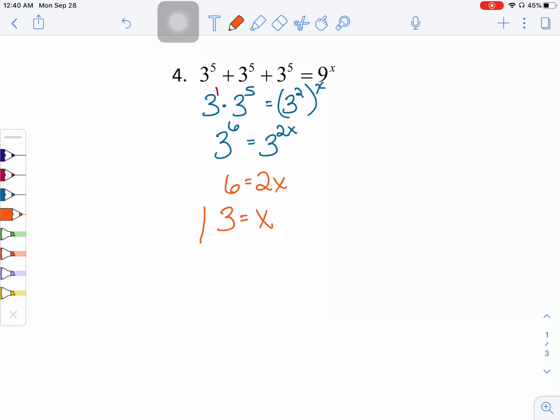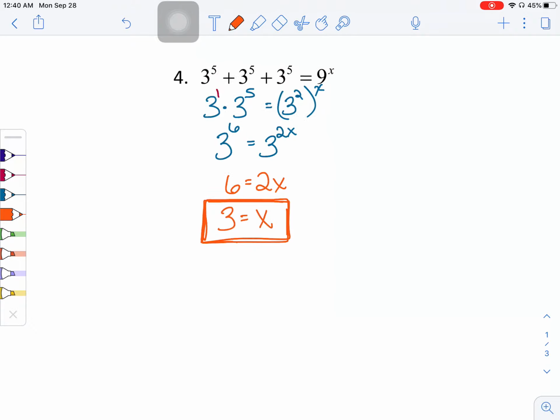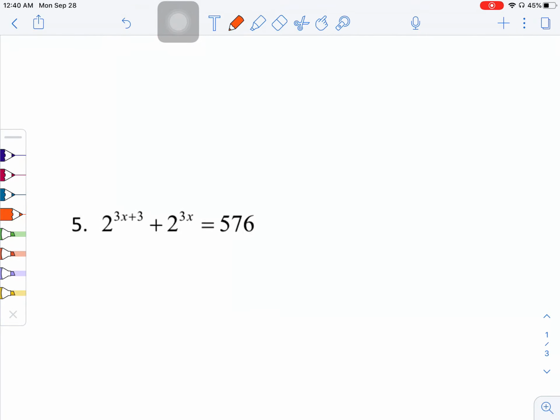Could you check it? Of course you could. Should you check it? Probably. Is it required? No. All right, so that's 3 and 4. Let's take a look at problem number 5.